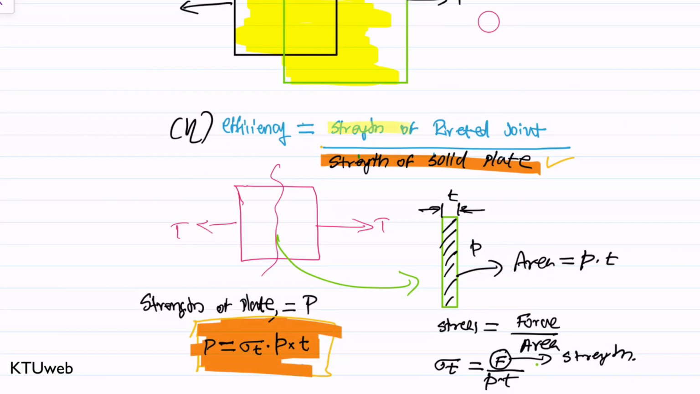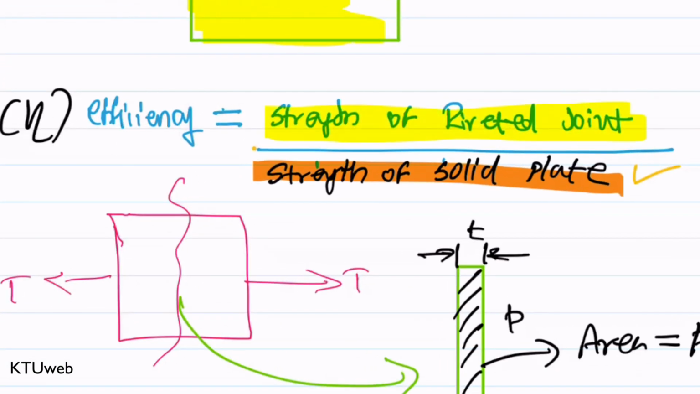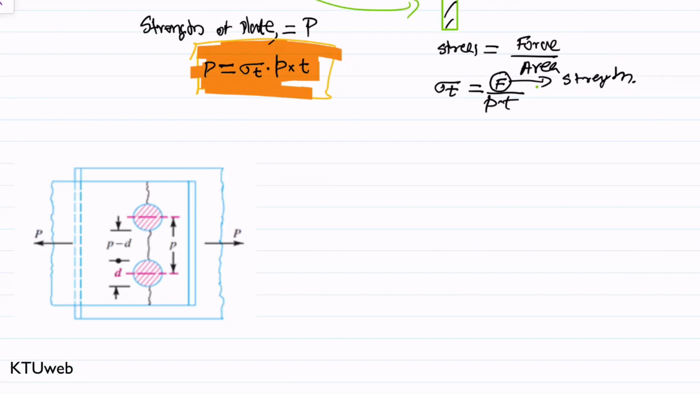Now we have to find the strength of a riveted joint. When it comes to the strength of a riveted joint, there are different scenarios and situations where we find the strength of the rivet. The strength will be calculated based on the three basic modes of failure. The first one, you remember, is when the plate tears, as we discussed in the previous video.